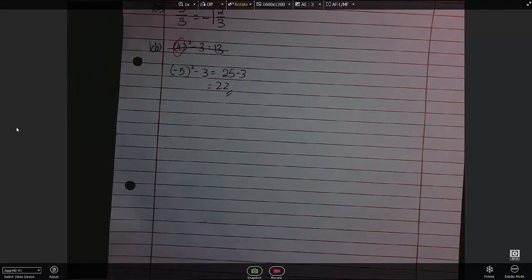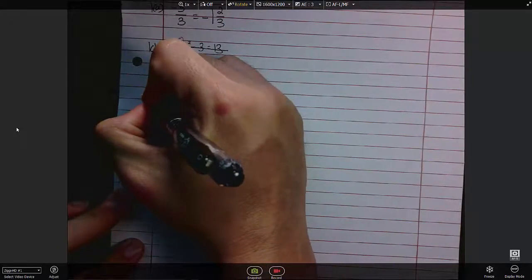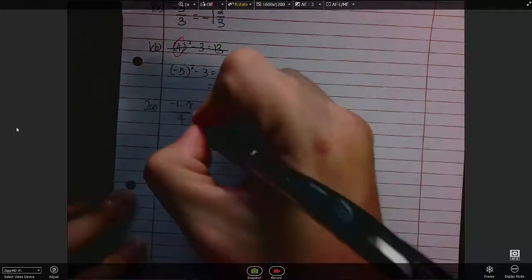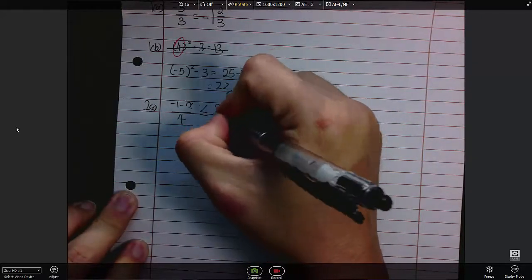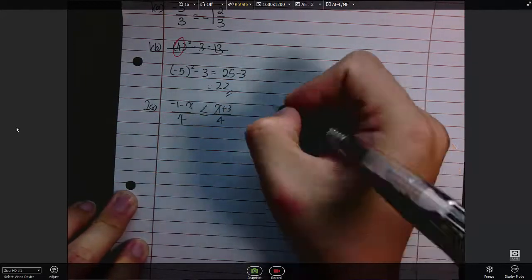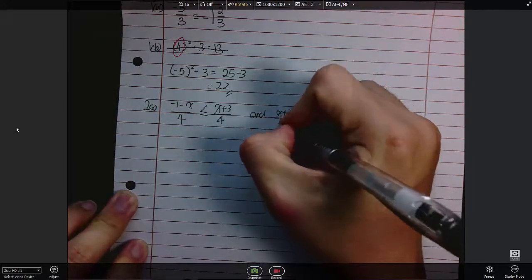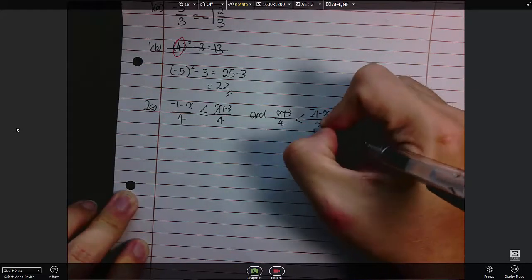Okay, the next one is question 2, which is expressing the solution on the number line. Okay, solving the simultaneous linear inequalities. So the first thing that we do is that you have to split the inequality. So I write minus 1 minus x over 4 is less than or equal to x plus 3 over 4, and also I have x plus 3 over 4 is less than 21 minus x over 2.